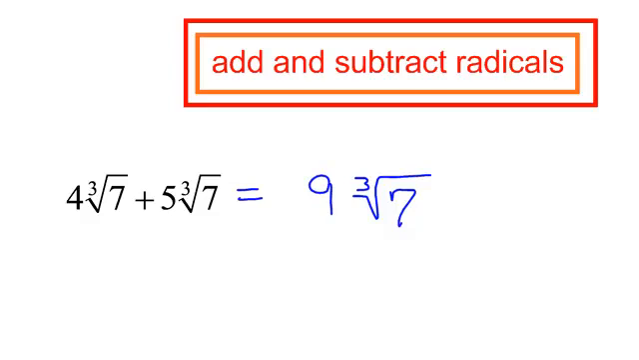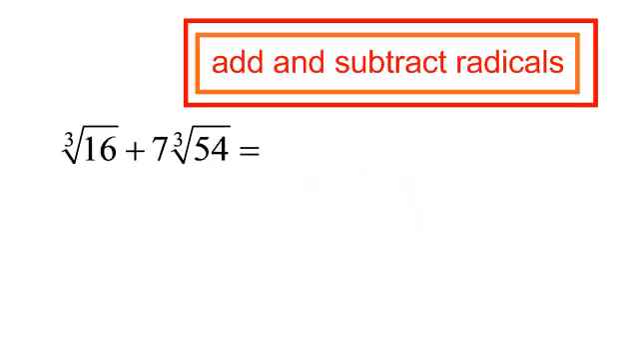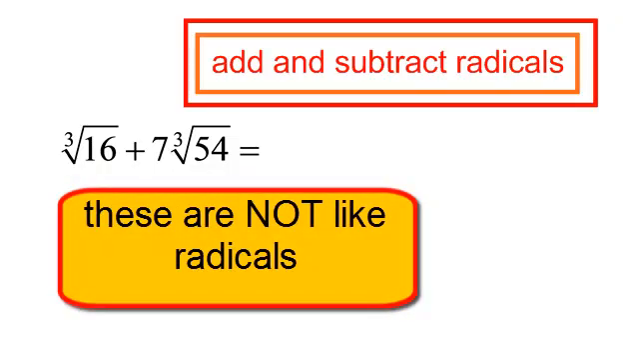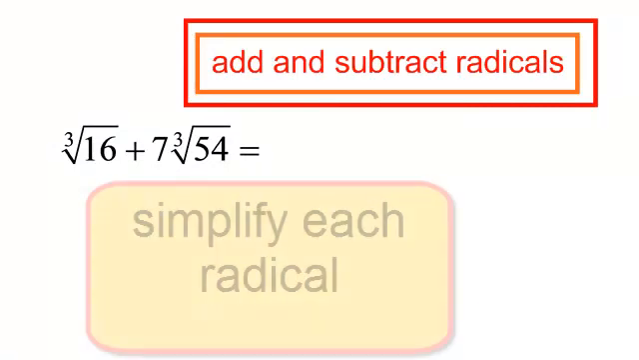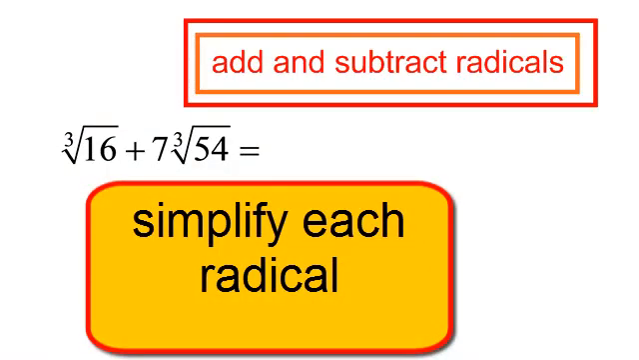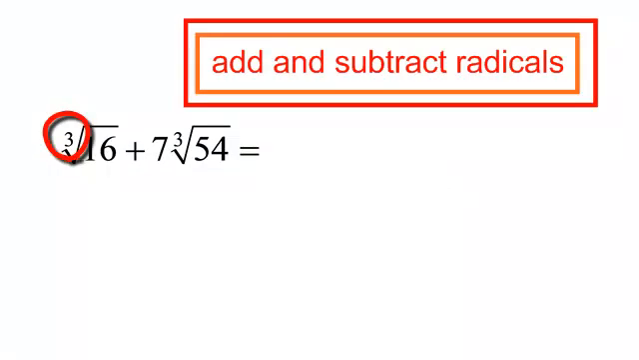Let's try one more problem on adding and subtracting radicals. Okay, we have the cube root of 16 plus 7 cube root of 54. Can I add these? Are they like radicals? No, they are not like radicals. So what we do, we see if we can simplify each one first. With the cube root of 16, please don't say 4. Remember, it's a cube root, not the square root. Have to be careful there.